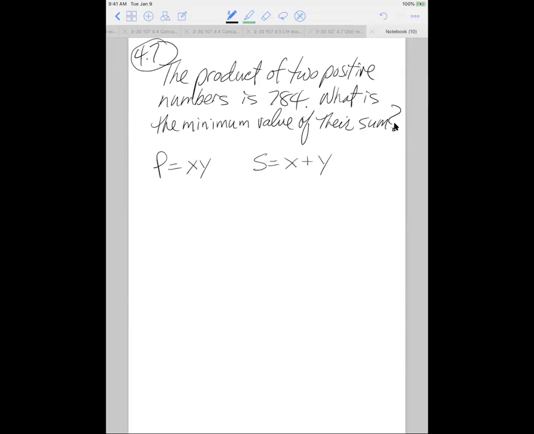So stop and think. One is a constraint equation, and the other is the equation we're trying to optimize to find the minimum value of. We're trying to find the minimum value of their sum, so that's the one we have to take the derivative of. The other one is the constraint equation. 784 goes here. Now we can solve for one of the letters, and I'm going to choose y again.